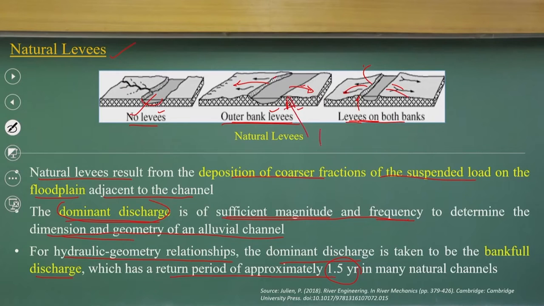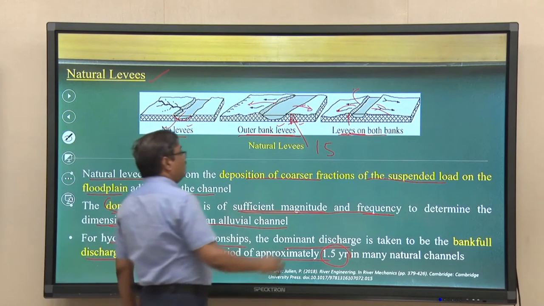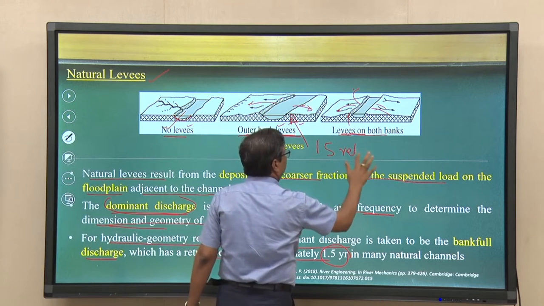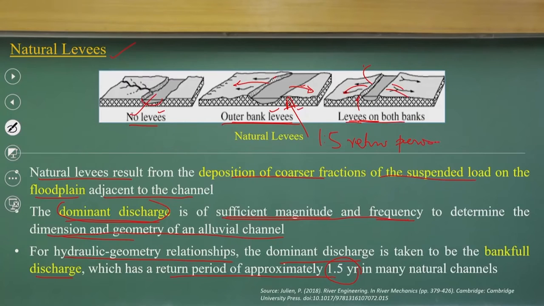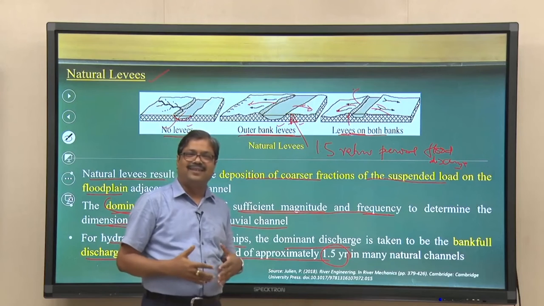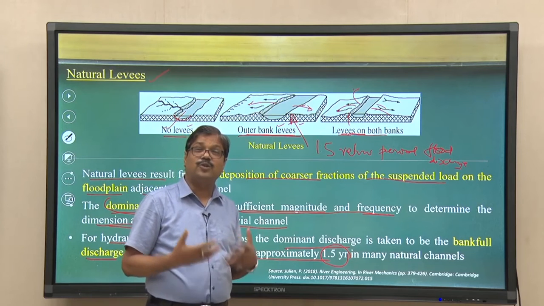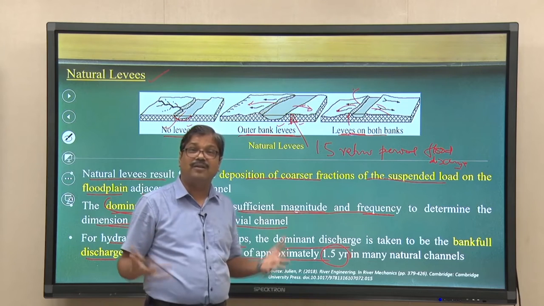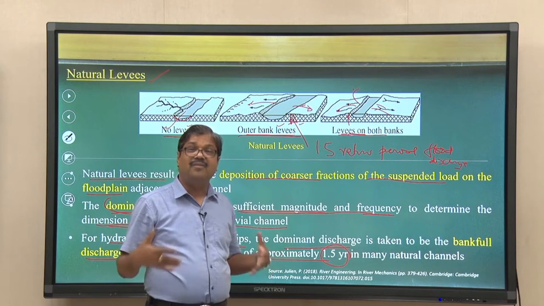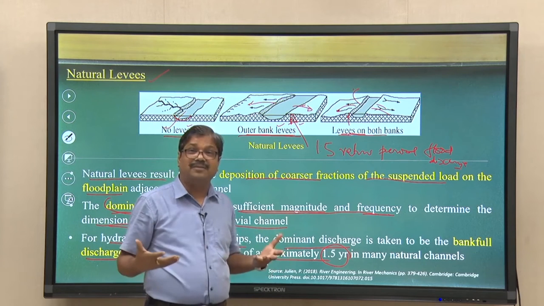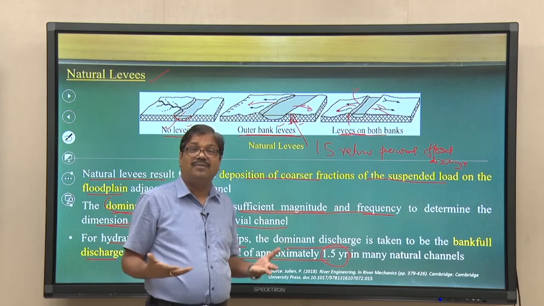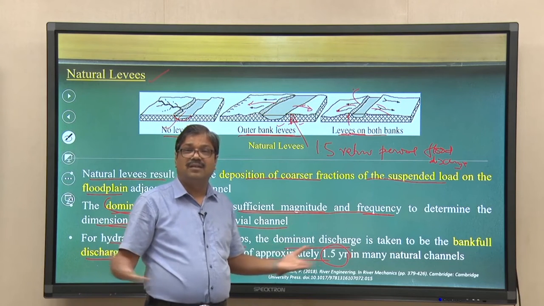So, that means the bank full discharge, by conducting a thorough analysis, is found to have a 1.5 year return period. What does it indicate? It indicates that if the bank full discharge happens at a return period of 1.5 years, then every 2 years, in a natural river, we should have a flood on the flood plain. At every 2 year interval you should have it, that is the nature of the flow. We should have floods on the flood plains.